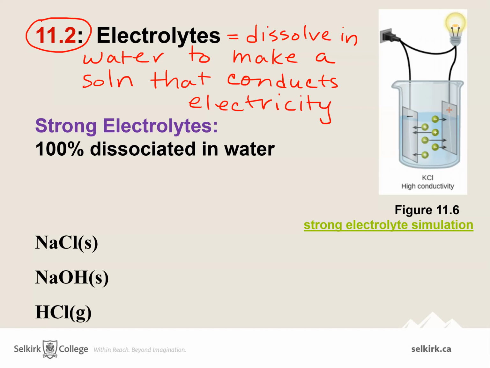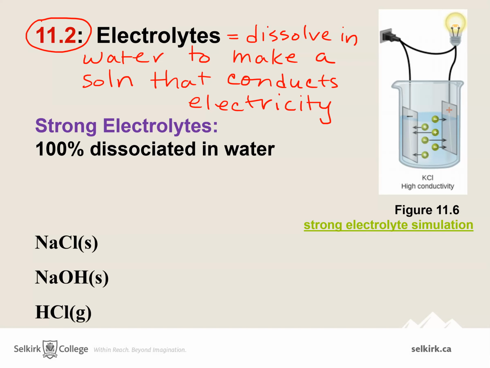So what is necessary to have a solution that conducts electricity? What is necessary to have anything conduct electricity? We need two things. We need charged particles, and they need to be able to move. I'm going to point out the charged particles and how they're able to move as I go through the subtypes of electrolytes: the strong electrolytes, the weak electrolytes, and the non-electrolytes.